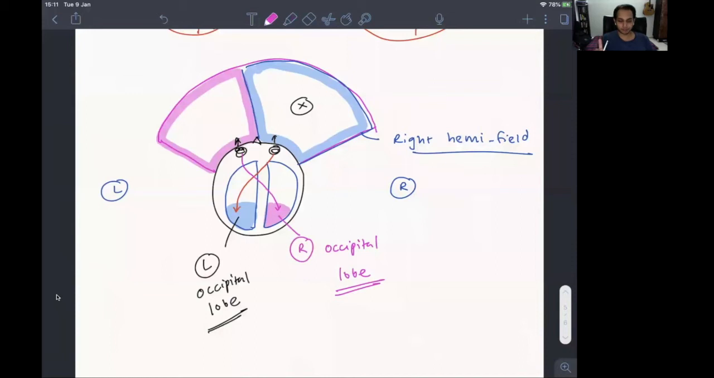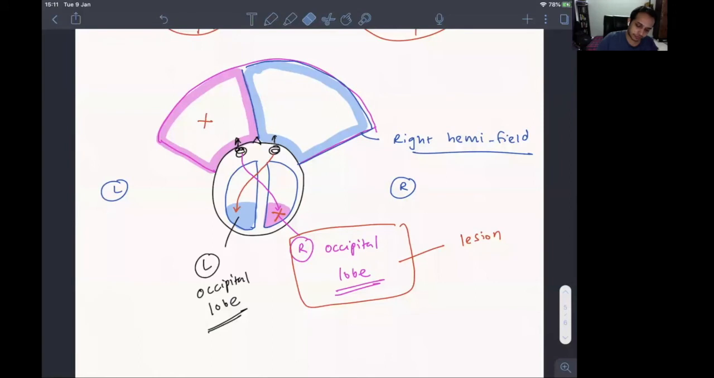So if there is a lesion in the right occipital lobe, then that means that the person will not be able to see anything here. He will be blind on the left hemifield, but the right hemifield will be fine. He will be able to see everything on the right side, but he won't be able to see anything on the left side because the right occipital lobe is gone.